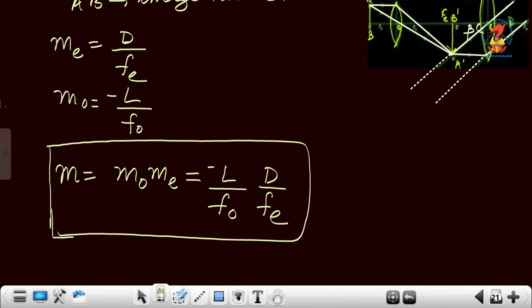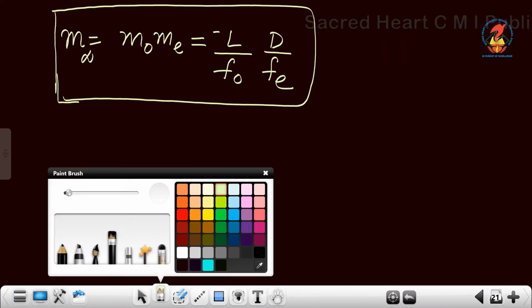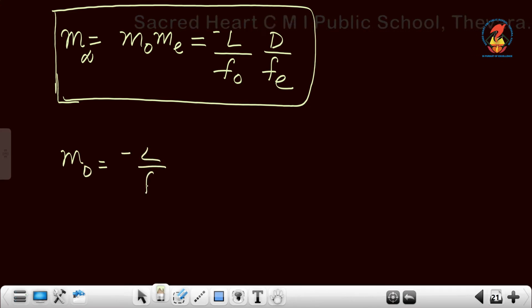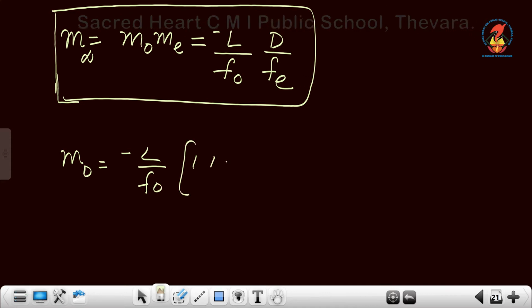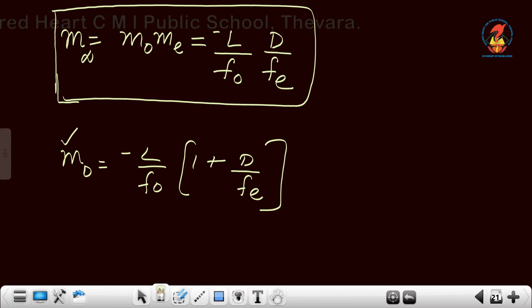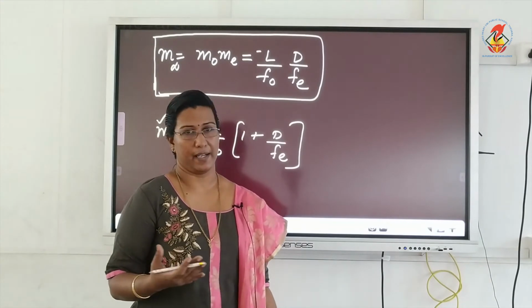So this is the magnification equation for a compound microscope when the image is at infinity. Now if you compare this equation with the magnification produced by a compound microscope when the image is at the least distance, we get the equation as -L/f0 × (1 + D/fe), which means that the magnification is more when the image is obtained at the least distance, but it strains our eye.